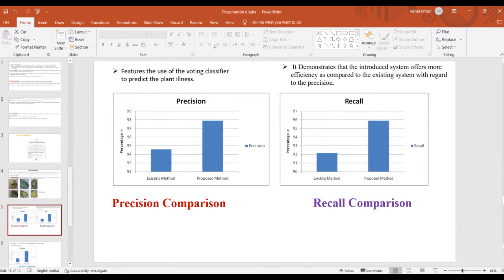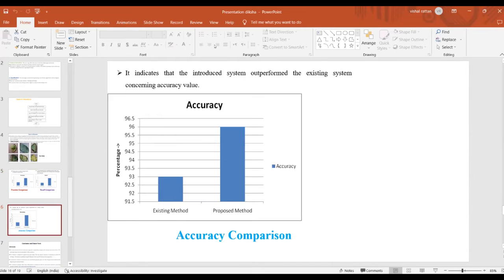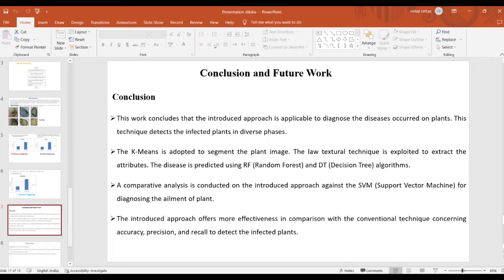Then we have the precision comparison and the recall comparison, in which we can see the existing method had 94 point something percent, and the proposed method did best with 97.5 something percent, and in the recall comparison it's the same. And in the accuracy comparison, it indicates that the introduced system outperformed the existing system concerning accuracy value. And then we have the conclusion.